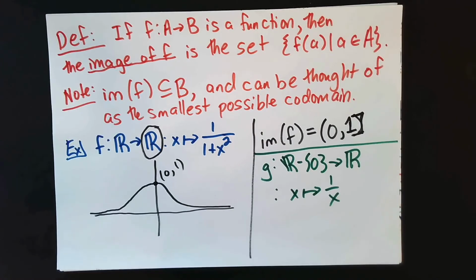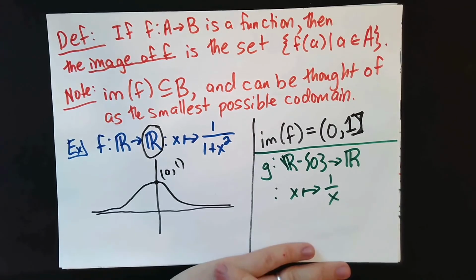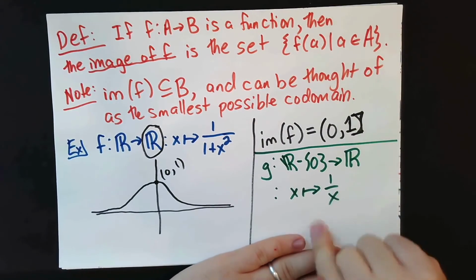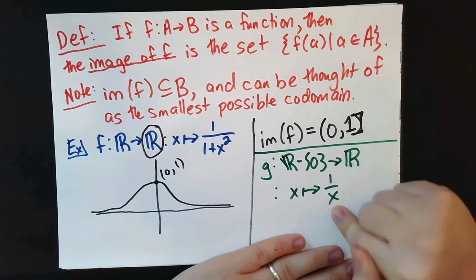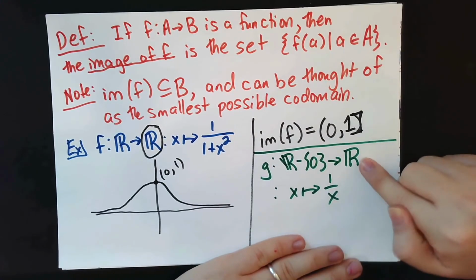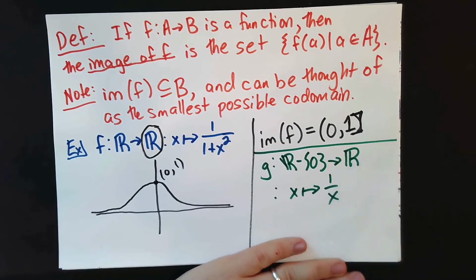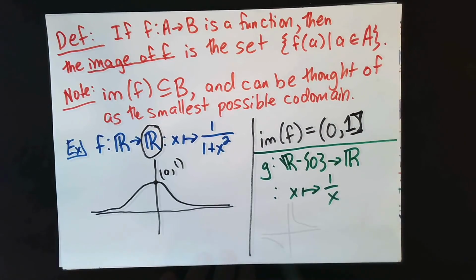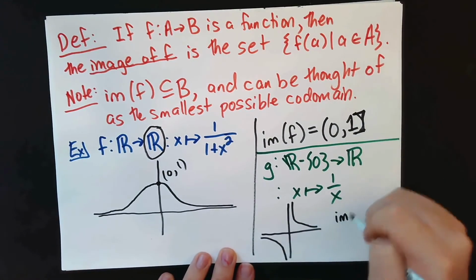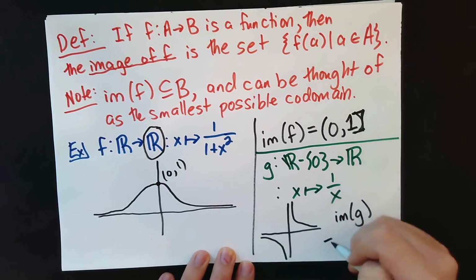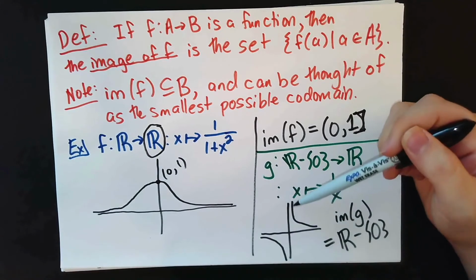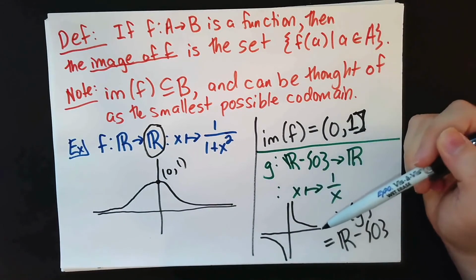If I go back to the earlier example where I had the function g from R minus 0 to R that took x to 1 over x, remember this is the one that was undefined at 0 because I can't divide by 0, and I thought about what all the outputs here were, then again, if I picture the graph, I can probably convince myself that actually the image of this function is in fact also R minus 0. That is, I get out every number here as an output except for 0.